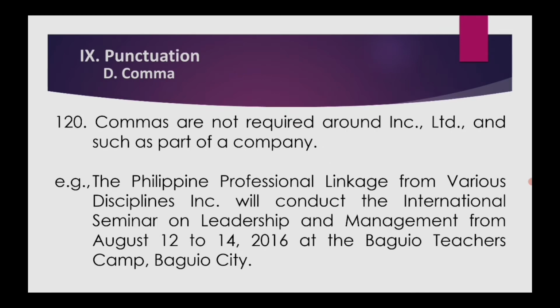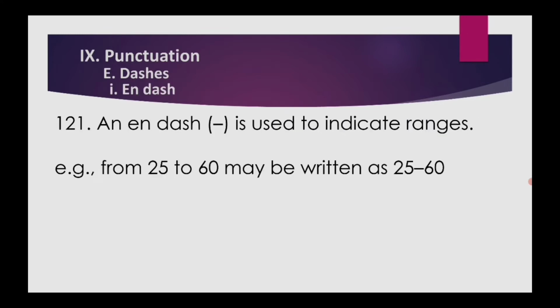Commas are not required around incorporated, limited, and such as part of a company. Example, the Philippine Professional Linkages from various disciplines incorporated. So we do not see any comma there. We'll conduct the International Seminar on Leadership and Management from August 12 to 14, 2016 at the Baguio Teachers Camp, Baguio City. En dash. An en dash is used to indicate ranges. Example, from 25 to 60 may be written as 25-60.